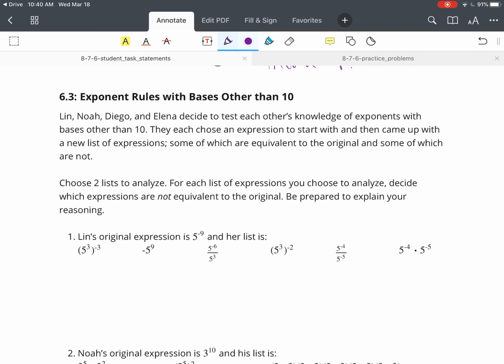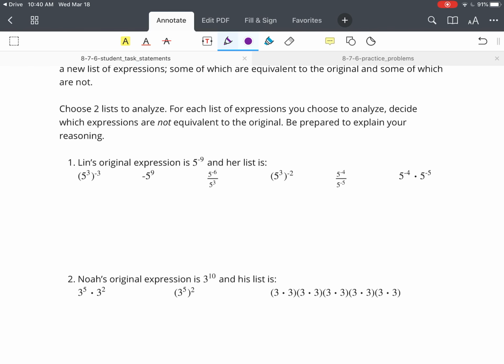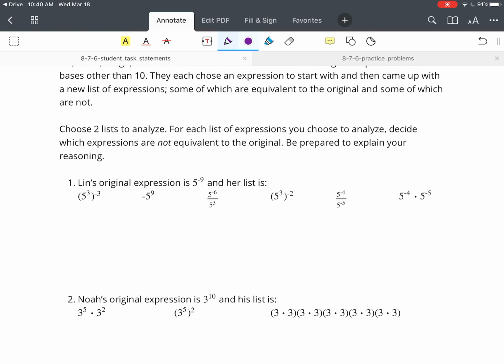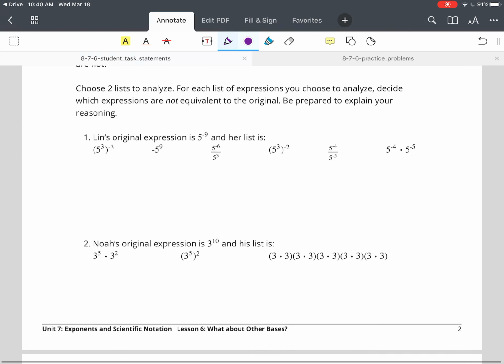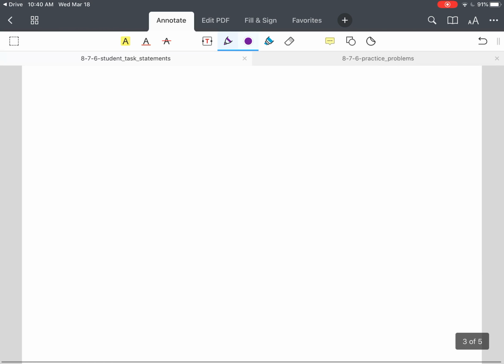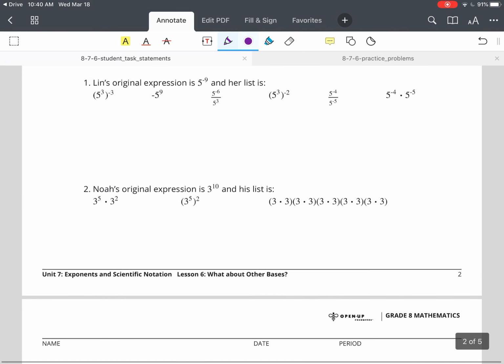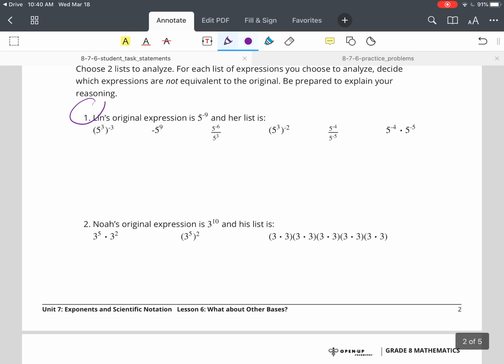Len, Noah, Diego, and Elena decide to test each other's knowledge of exponents with bases other than 10. They each chose an expression to start with and then came up with a new list of expressions, some of which are equivalent to the original and some of which are not. Choose 2 lists to analyze. For each list of expressions you choose to analyze, decide which expressions are not equivalent to the original and be prepared to explain your reasoning. Well, you know what? Let's just use the first 2.